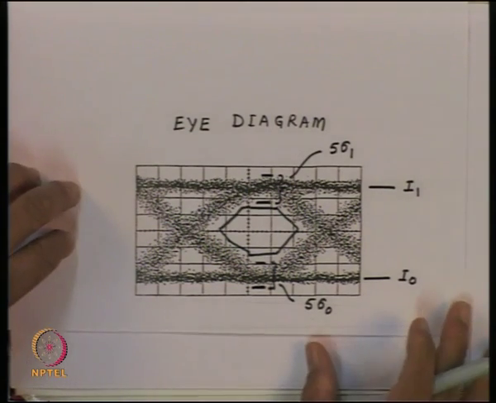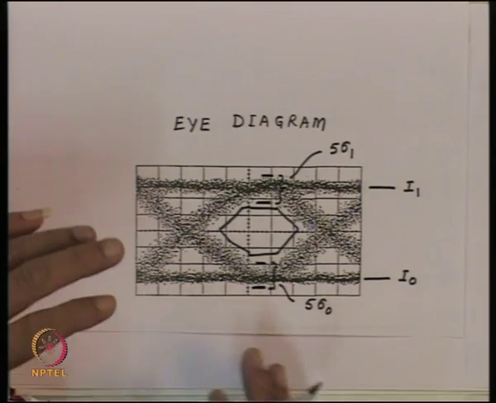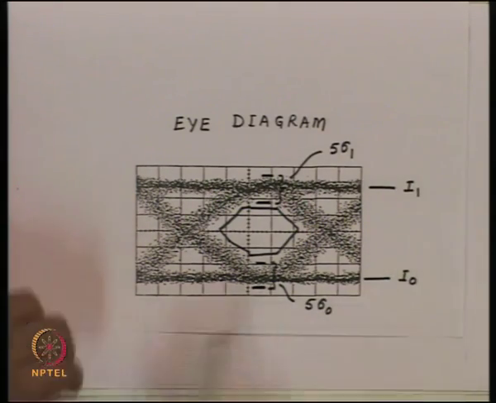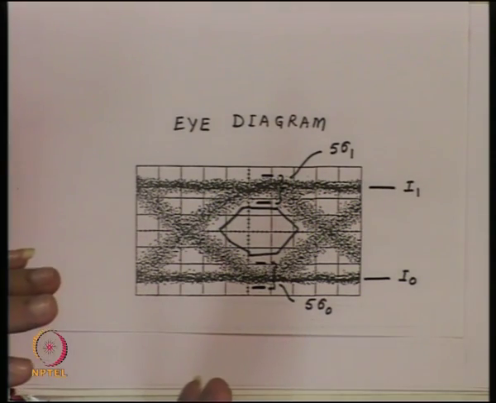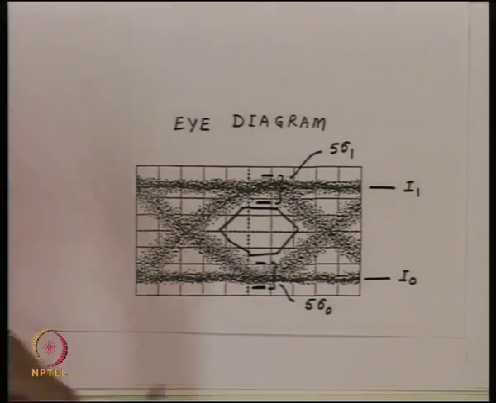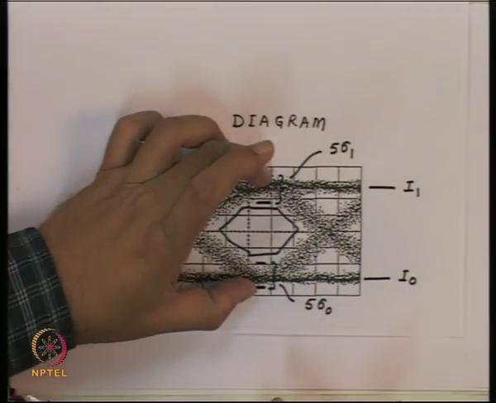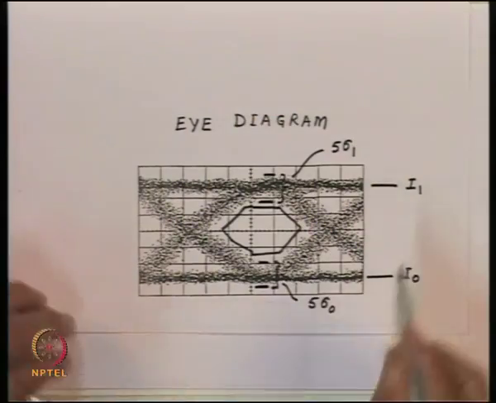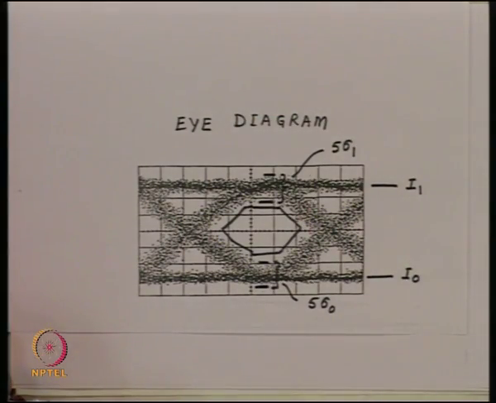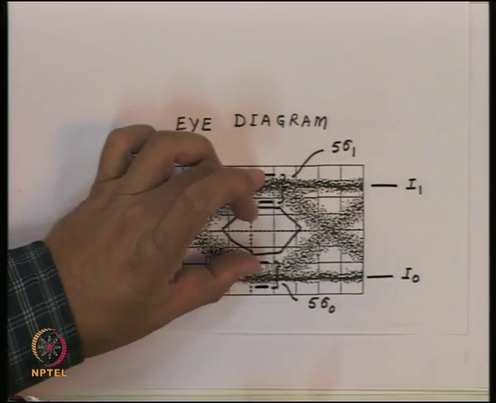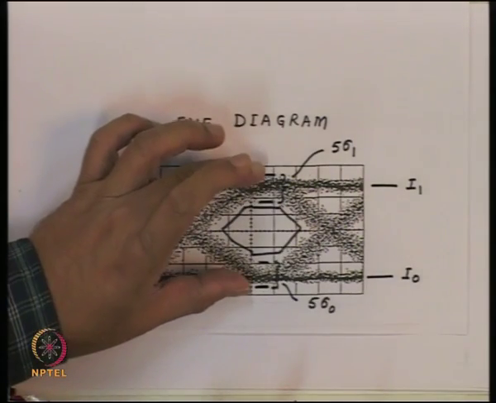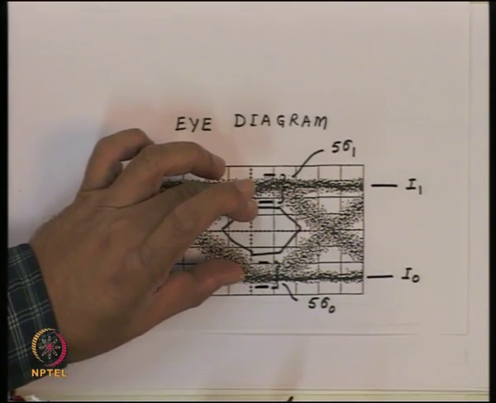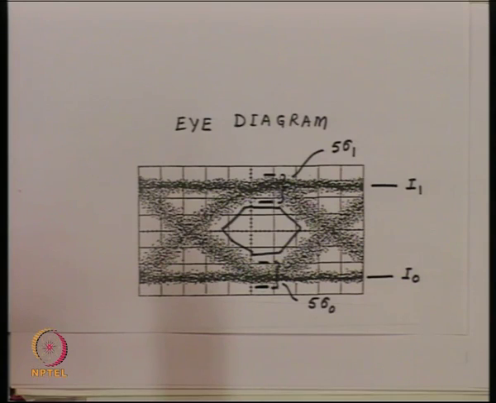So, now we see that as the signal to noise ratio, which is essentially the quantity Q, reduces, this level essentially reduces, I1 minus I0 reduces. So, the eye starts closing vertically. So, any reduction in the amplitude of the eye or a closing of the eye vertically reflects the reduction in the signal to noise ratio.